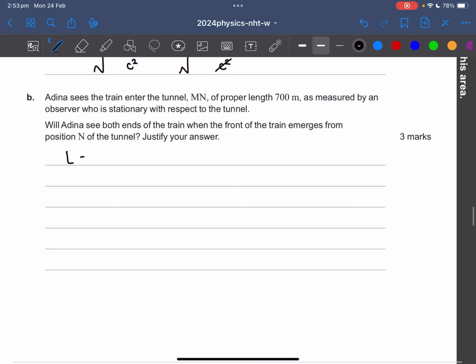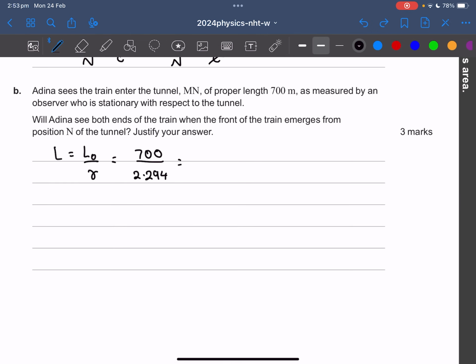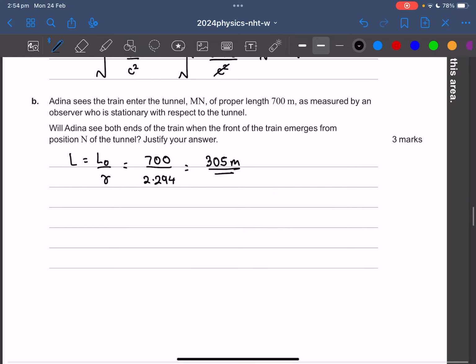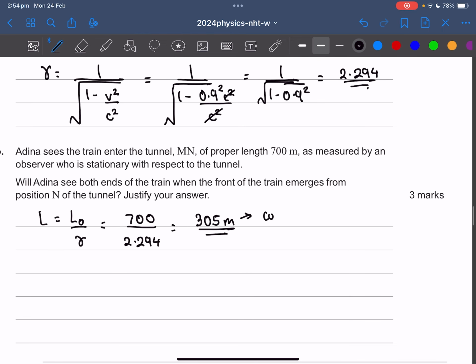So L is equal to L0 on the Lorentz factor. So the proper length is going to be 700 and our Lorentz factor is 2.294. Yeah, so definitely not. She's not going to be able to see the train, front and back, because it's going to be a contracted length that she will be seeing. So the length that she will actually be seeing is going to be 305 meters. So for her, the length of the actual train would be 305 meters, which is obviously less than 700 meters, right? So we can say this is the contracted length.